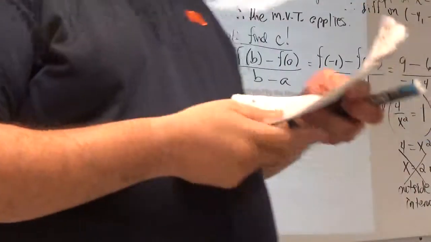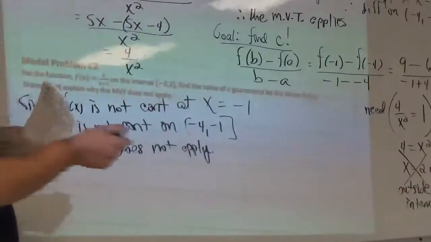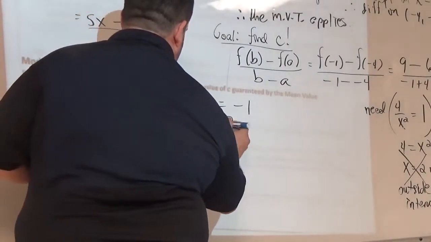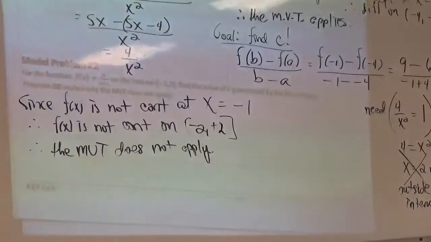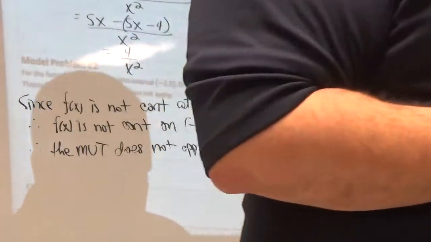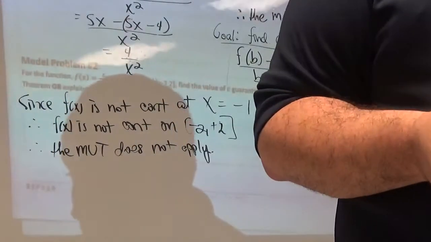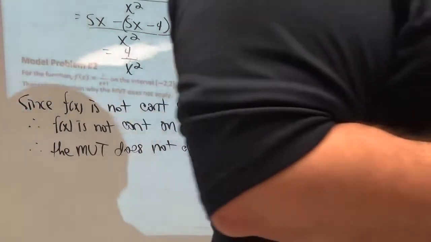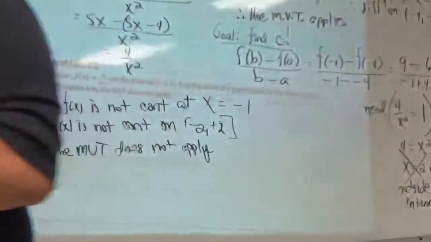Yes, sir. -2 to 2. Apparently I'm a big fan of -4 to -1. Yeah, thank you. From -2 to +2. Everybody okay? Alright, I want to give you guys 5 minutes. See what you can do with these next two problems. One of them, you will have to go all the way through with the mean value theorem. You're going to check continuity. You're going to check differentiability. You're going to find the slope. You're going to go all the way through. We'll talk in 5.